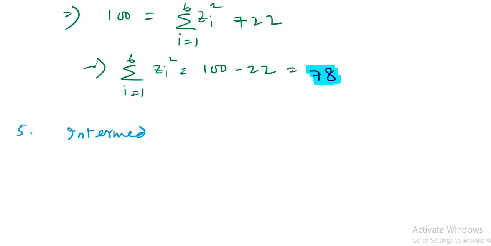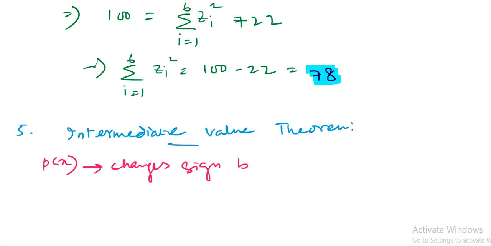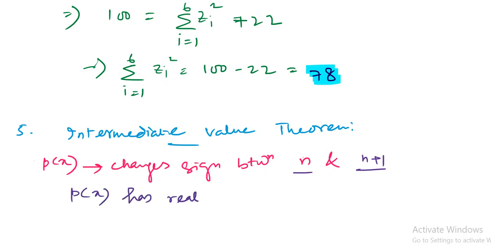Intermediate value theorem. According to the intermediate value theorem, if p(x) changes sign between n and n plus 1, then p(x) has a real root in the interval, for example the interval 0, 1.